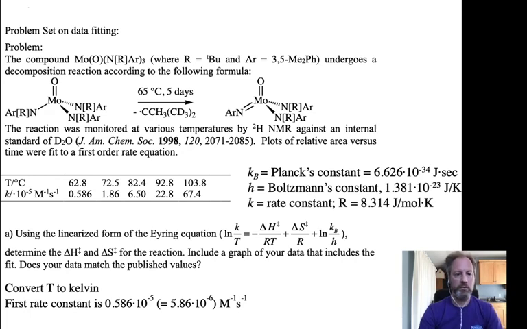Common mistakes: students forget to convert temperature to Kelvin, so do that. And then the labeling of the units on the rate constants. That first point is 0.586, and we've divided out 10 to the minus 5. So that first data point is 0.586 times 10 to the minus 5 per molar per second, or 5.86 times 10 to the minus 6 per molar per second. So play around with that. The answer key is on Sakai, so you can check your work to make sure that you got the correct activation parameters.